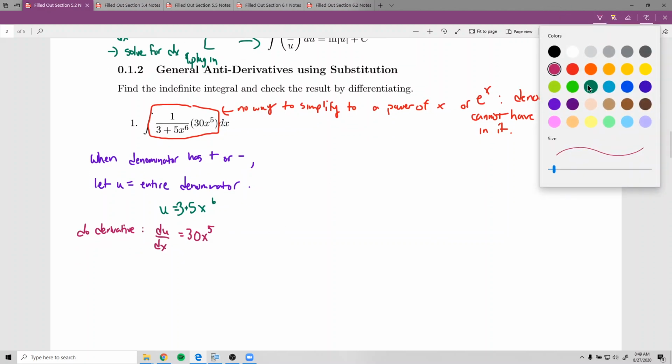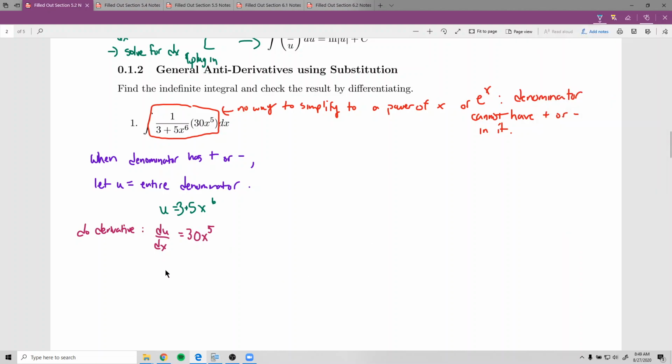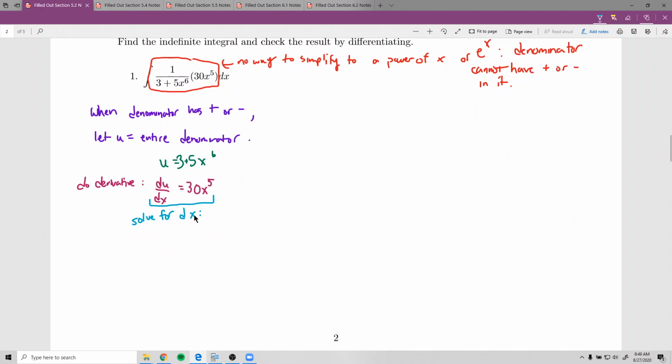And then what we're going to want to do here, this is my preference. You might see it done other ways, but this way always works: take this equation and solve it for dx. It'll be pretty straightforward when you solve for dx on how to plug in everything and simplify. All right, so let's go ahead and do that.